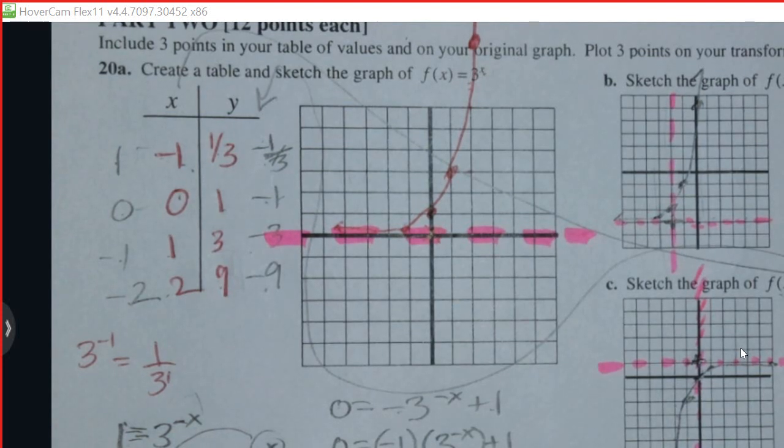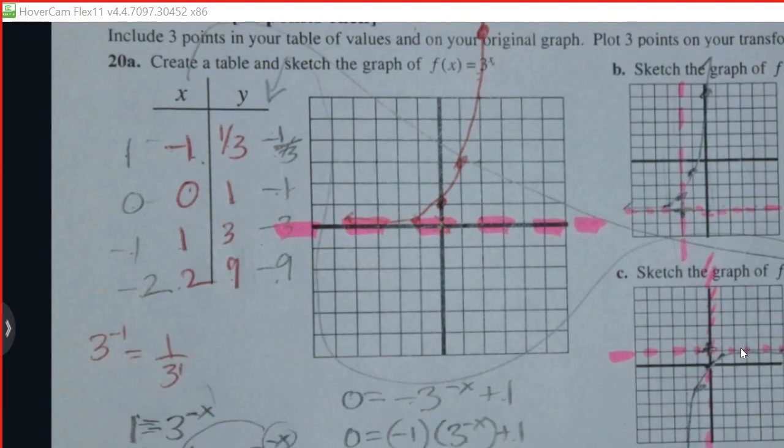I have log base 3 of 3, this remains, equals, and I have over here log base 3 of 1. Now, I know this answer right here is going to be 1. So 1 times this quantity is still negative x. So negative x equals log base 3 of 1.